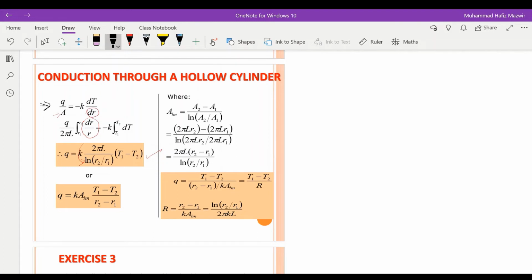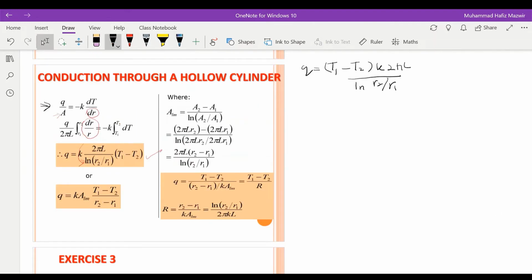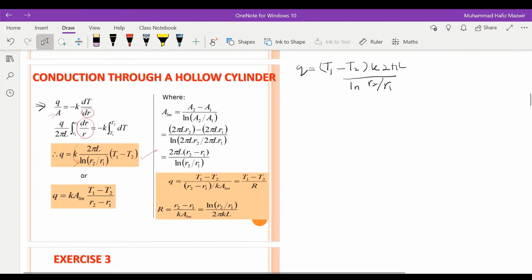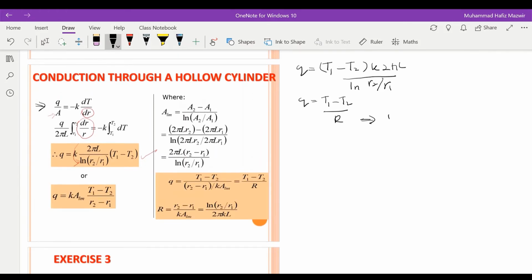So let me explain to you why it happened. Let's say we write down the equation. So if we simplify this equation, you will find Q is equal to T1 minus T2 over R. The R over here will be ln R2 over R1 over 2 pi KL, right? However, R can be another option.